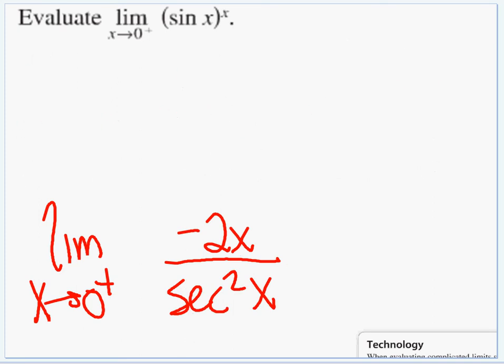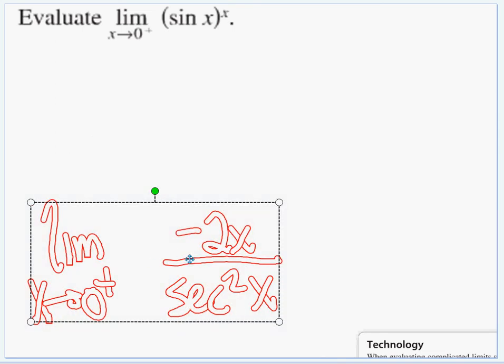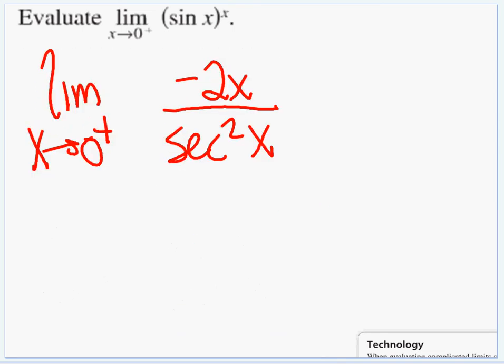Okay, so we tried L'Hopital. We did some deriving. Let's try direct sub. 0 goes into the numerator. Negative 2 times 0 is just 0. Okay, that's not the end of the world. As long as we don't have a 0 downstairs, we're going to be okay.